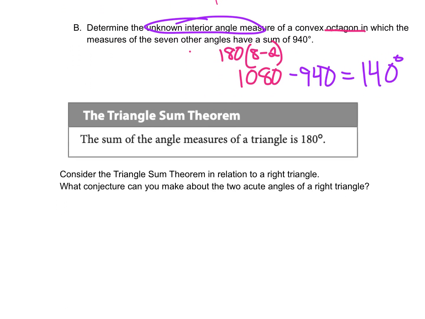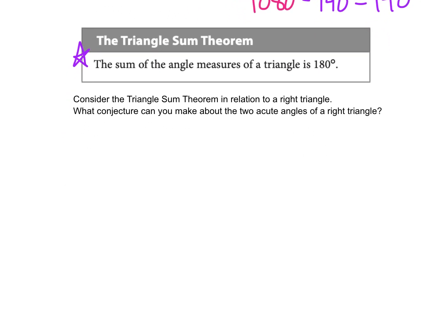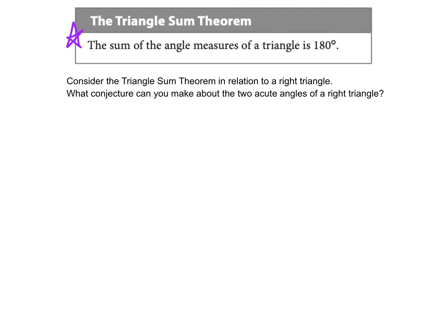Now this next piece, we've already talked about a lot. All the angles in a triangle add up to be 180 degrees. So consider the triangle sum theorem in relation to a right triangle. What conjecture can you make about the 2 acute angles of a right triangle? Well, the 2 acute angles of a right triangle need to be equal to 90 degrees, don't they? They would be complementary.